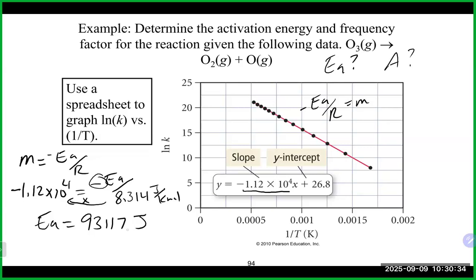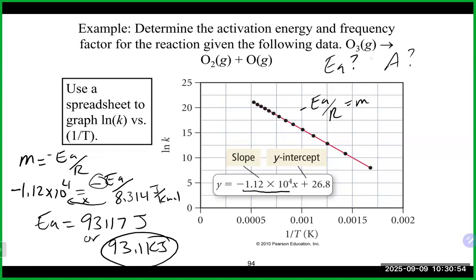Once again, activation energy is very commonly given in kilojoules. So if we divide that by 1,000, we're looking at about 93.1 kilojoules as our activation energy in this case. Are there any questions on that?